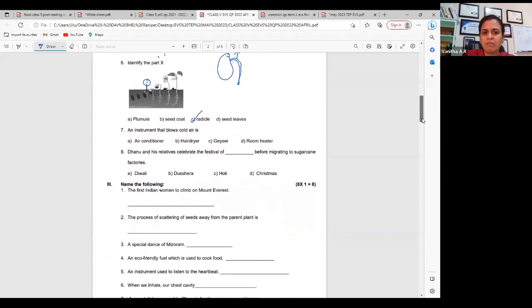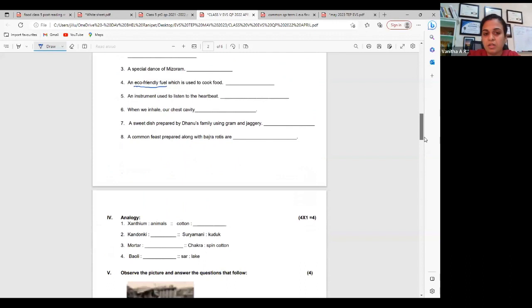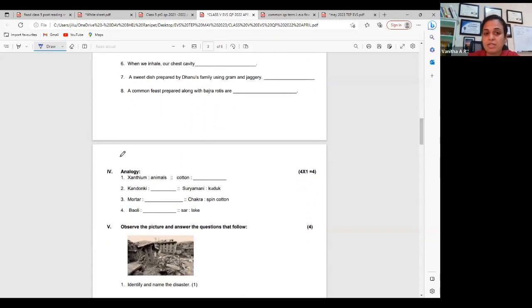And then we have name the following type. I think you would have done this in your schools. And some words, teachers, like an eco-friendly fuel. So eco-friendly, which is environment friendly. So please use these words in case there's a water lesson or environment lesson. And then analogy type questions. As I said earlier, analogy type questions are always a part of our question papers.